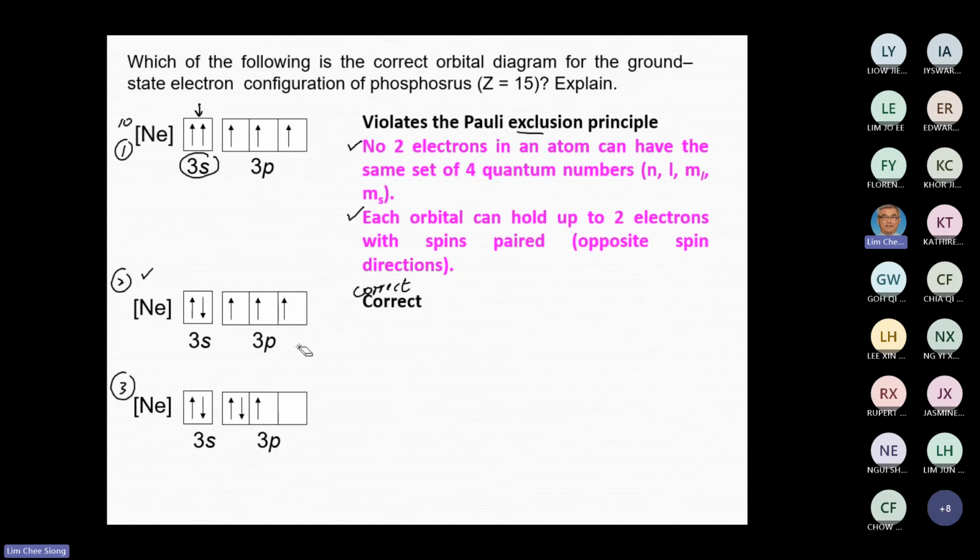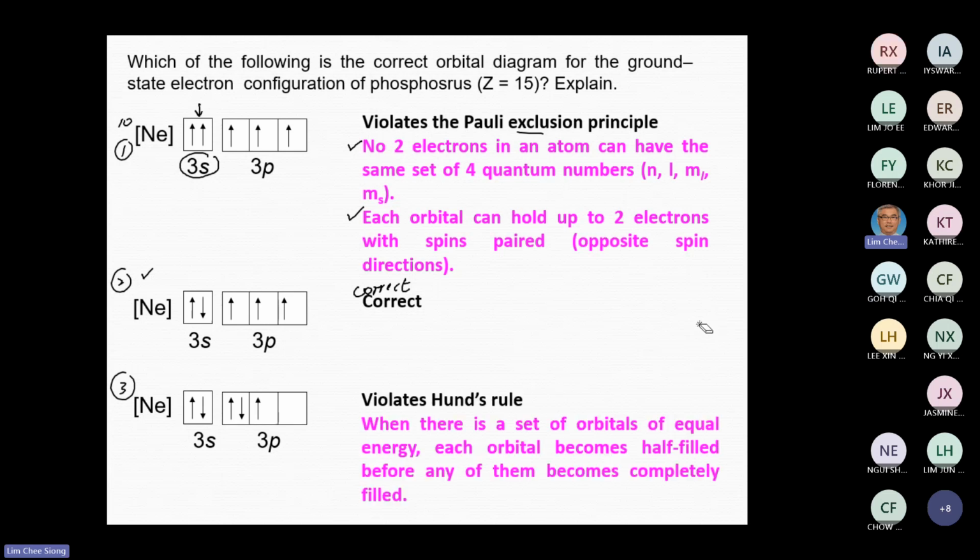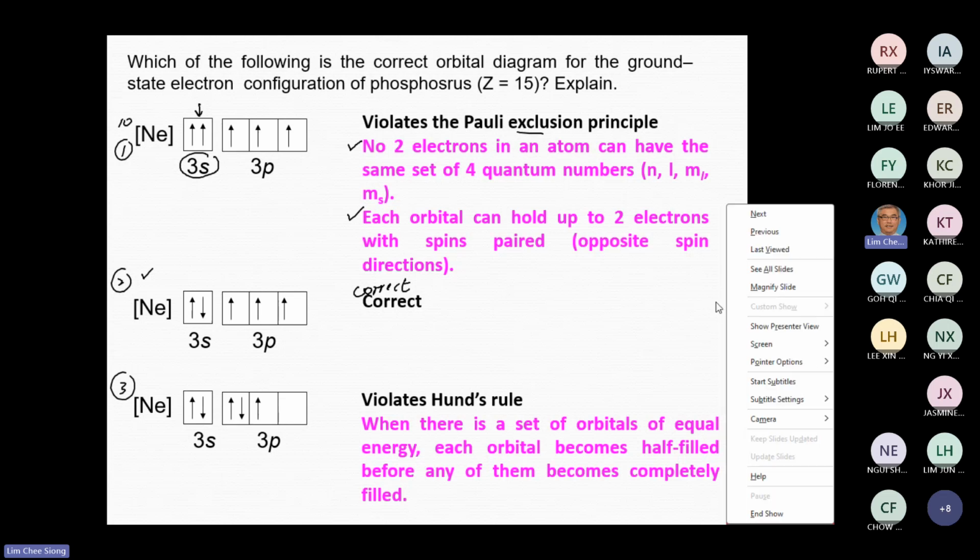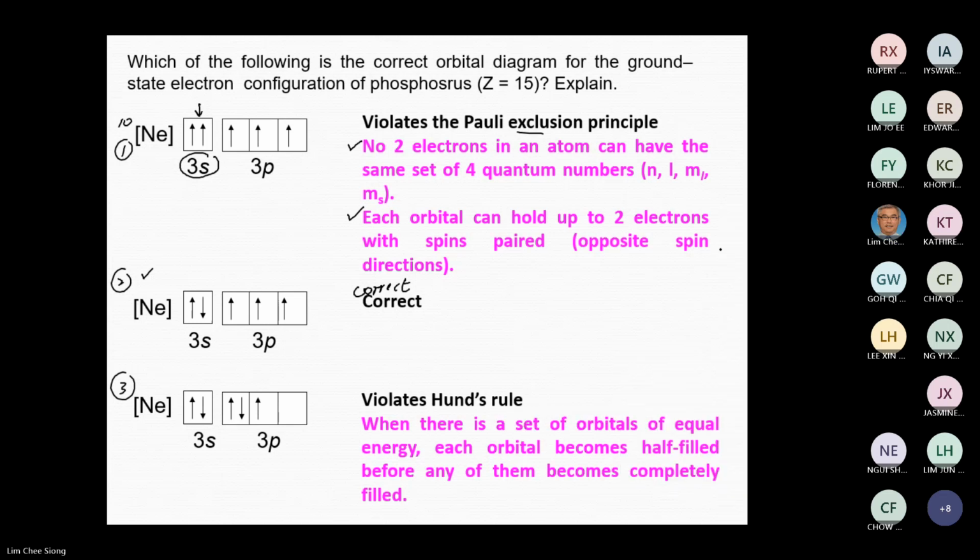Number 2, correct. Number 3, tell me which principle it goes against? Which one? Hund's rule. So we check. Yes, Hund's rule. Because when there is a set of orbitals of equal energy, each orbital becomes half filled before then becoming completely filled. Yes, correct. So this one gives you 2 marks. Okay, maybe write out the answer, maybe capture it. And you can replay the video.